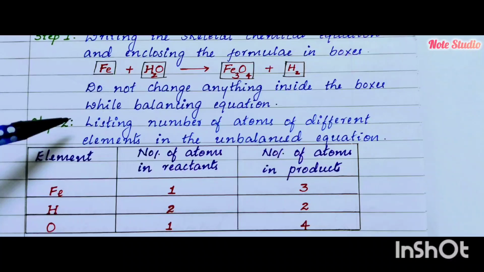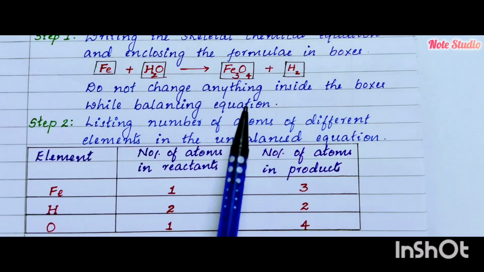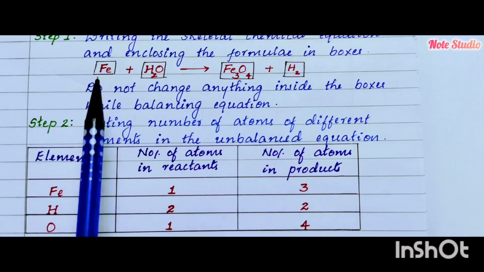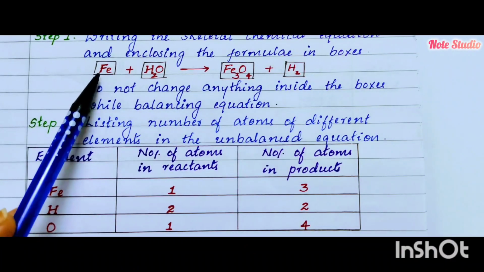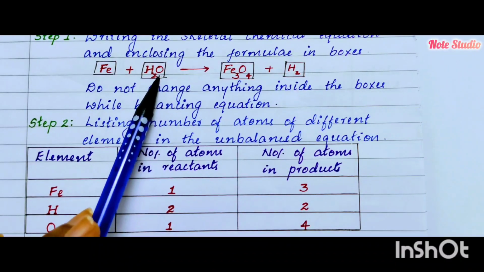Second step is listing number of atoms of different elements in the unbalanced equation. What we have to do? We have to list the number of atoms present in this equation. First of all, we'll find out what are the different elements present in this equation. Can you guess how many different elements are present? Elements are nothing but the simplest form of matter, right? Here, Fe is one element, another is hydrogen, another is oxygen.